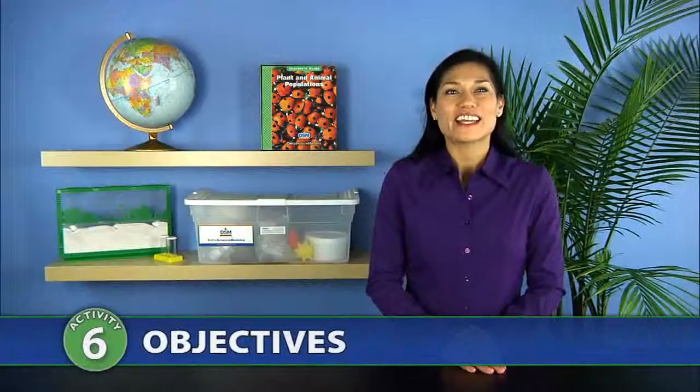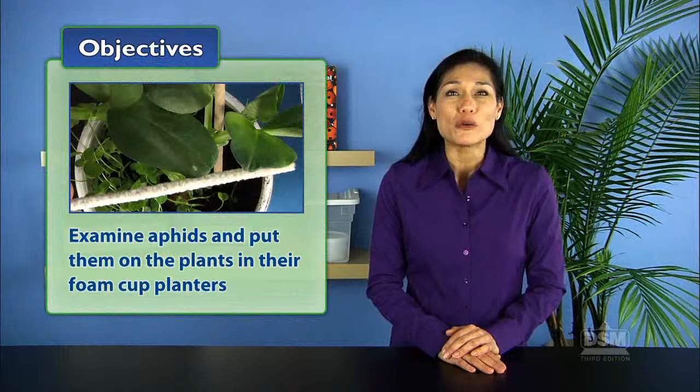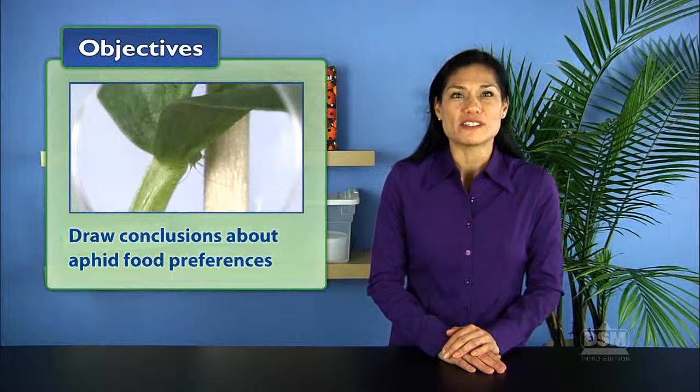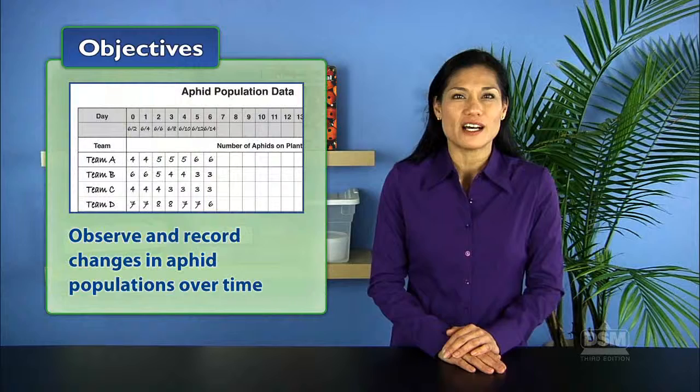In Activity 6, Aphids, students examine aphids and put them on the plants in their foam cup planters. They draw conclusions about aphid food preferences, then observe and record changes in aphid populations over time.